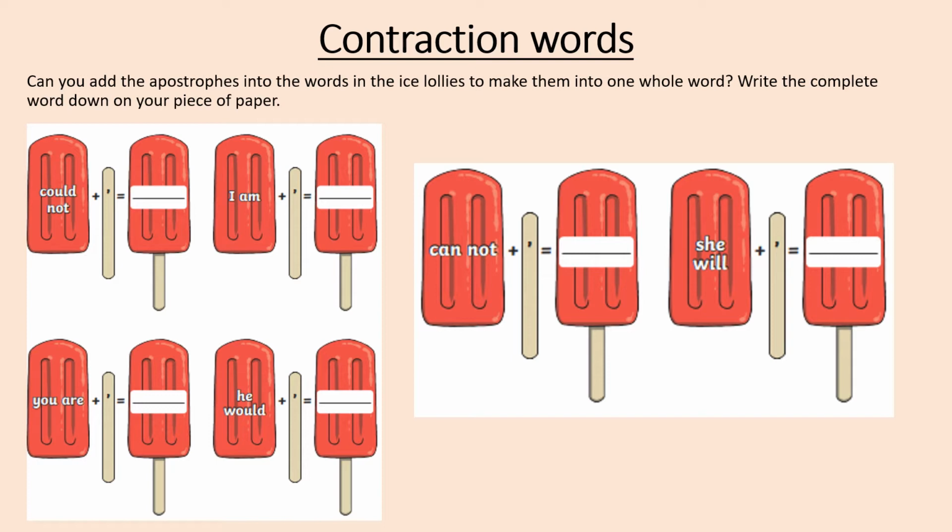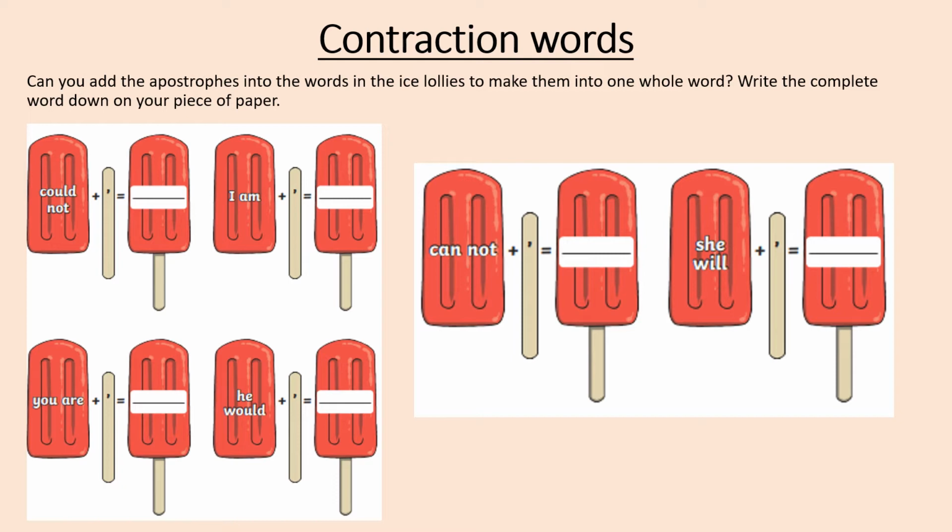Now there's something really important about our contraction words. When we've squashed two words together, there must be something in our contraction word. Can you tell your grown-up what it is? It's a piece of punctuation. I wonder what it's going to be. Well done. We must have an apostrophe in our contracted word. Okay? So your job today, it says at the top, can you add the apostrophes into the words in the ice lollies to make them into one whole word? Okay, so you've got to write the complete word down on your piece of paper.